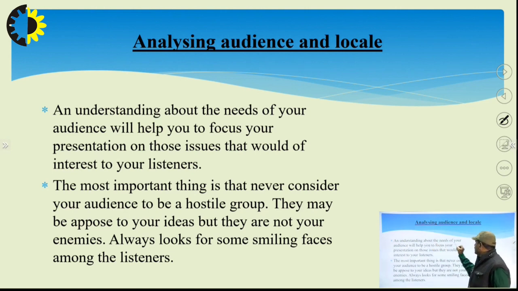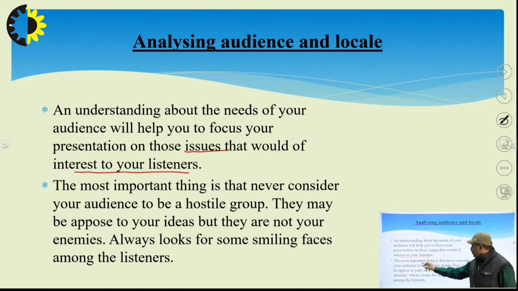Understanding the needs of your audience will help you to focus your presentation on those issues that would be of interest to your listeners. That would be of interest to your listeners. So, understanding the needs of your audience will help you to focus your presentation on those issues that would be of interest to your listeners.